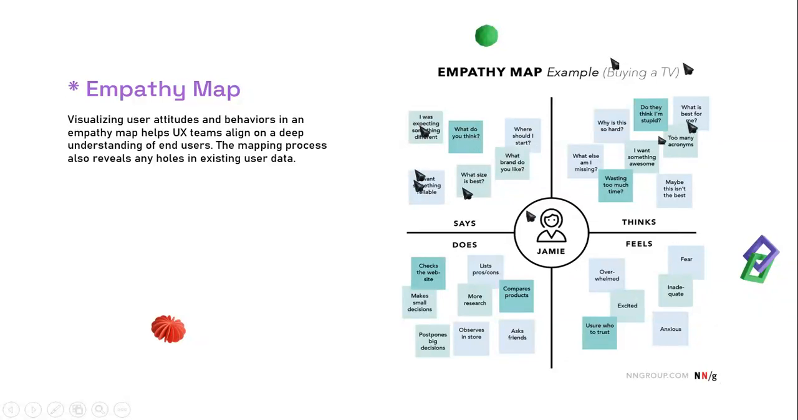Now, what do they think? "Do they think I'm stupid? What is the best for me? Too many acronyms. Why is it so hard?" So when you have an empathy map, you know what your users are saying, how they think, what they do, and what they feel. It helps you understand your end users and actually enables you to release a product that is very concrete, very straightforward, and able to solve their problems as they are.